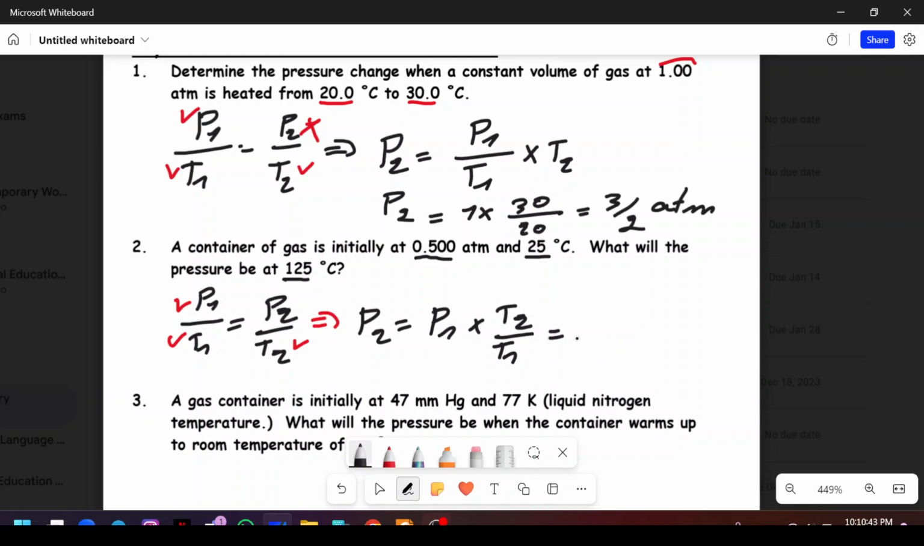Substituting each term with its value, 0.500 times T2, which is 125, divided by 25. Let's calculate it on our calculator. So this is 0.500 times 125 divided by 25. This is 2.5 atmosphere.